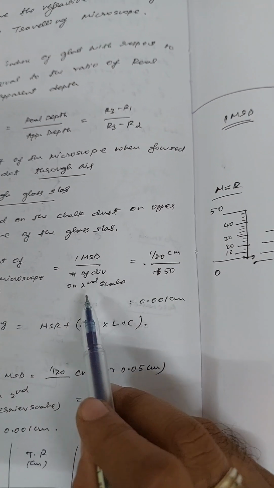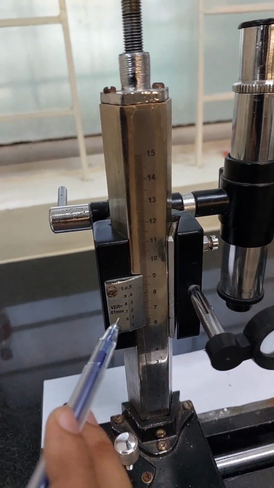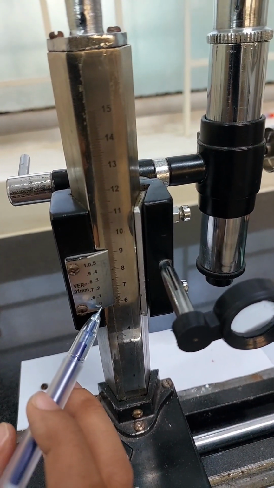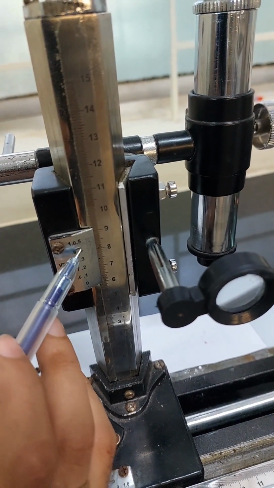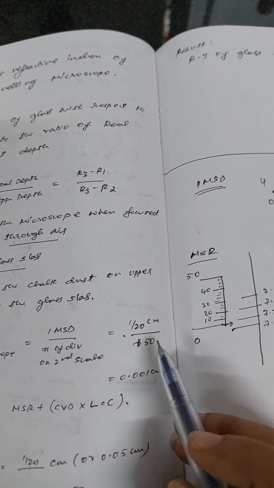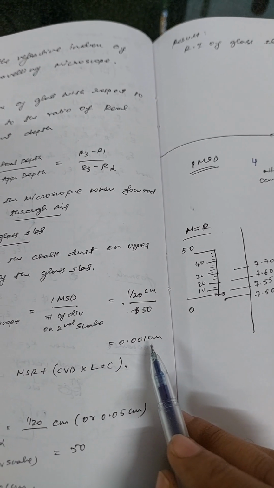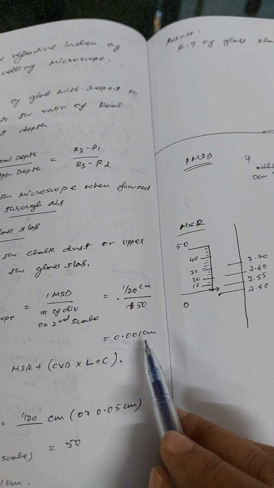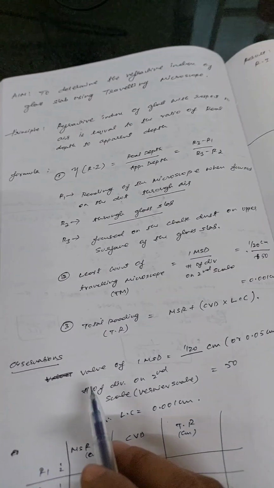Then the number of divisions on the secondary scale, that means the number of divisions on the vernier scale, is 50. So 0 to 0.1 there are 10, then 20, 30, 40, 50. So there are 50 divisions. If I substitute that, I'll get the least count of the traveling microscope, which is the same as the screw gauge, which is 0.001 centimeter.